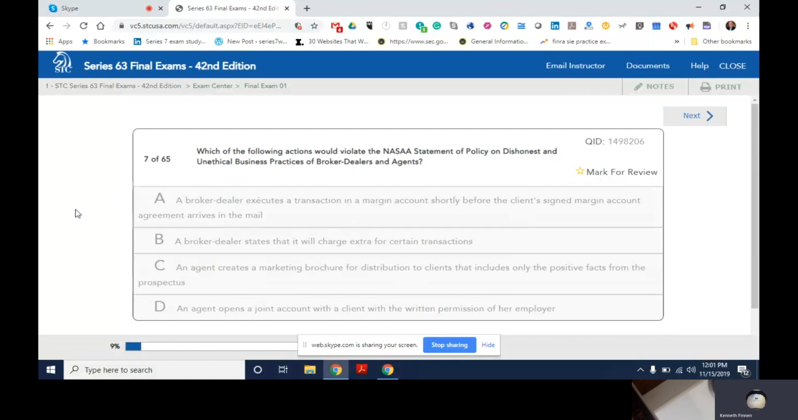An agent creates a marketing brochure for distribution to clients that includes only the positive facts. That's bad. You have to do good and bad. An agent opens a joint account with a client with the written permission of her employer. That's totally fine. As long as you get permission of the employer, you can have a joint account with your clients. Okay, so I'm going to go with C.